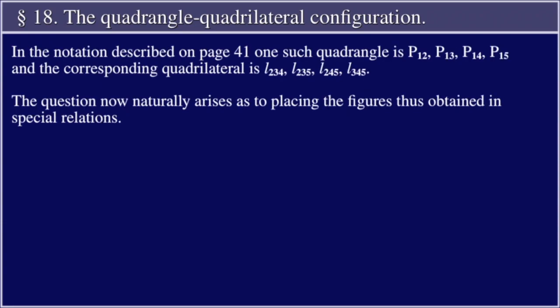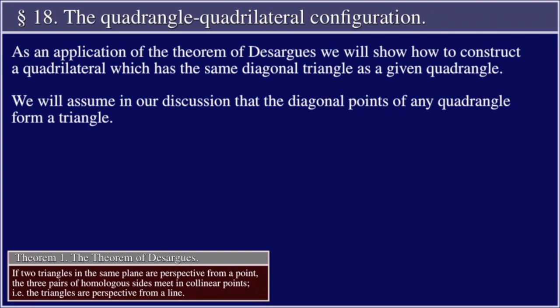In the notation described on page 41, one such quadrangle is P12, P13, P14, P15, and the corresponding quadrilateral is L234, L235, L245, L345. The question now naturally arises as to placing the figures thus obtained in special relations. As an application of the theorem of Desargues, we shall show how to construct a quadrilateral which has the same diagonal triangle as a given quadrangle. We will assume in our discussion that the diagonal points of any quadrangle form a triangle.